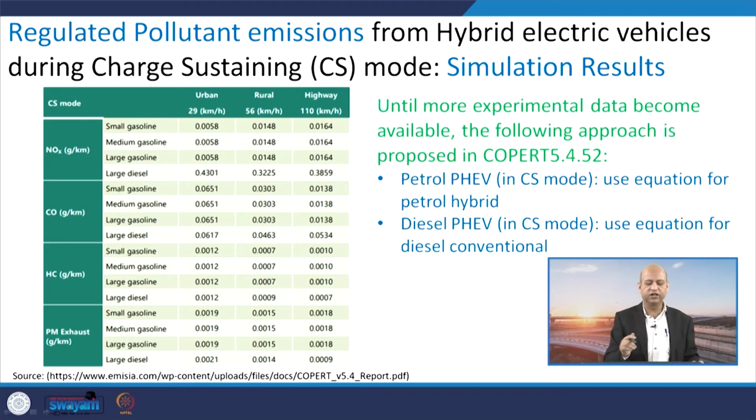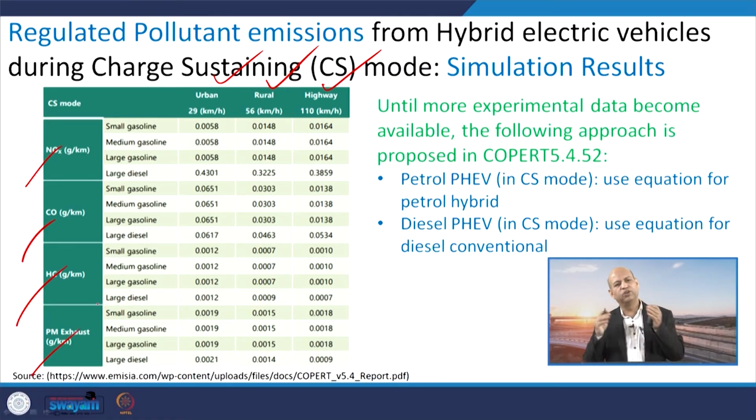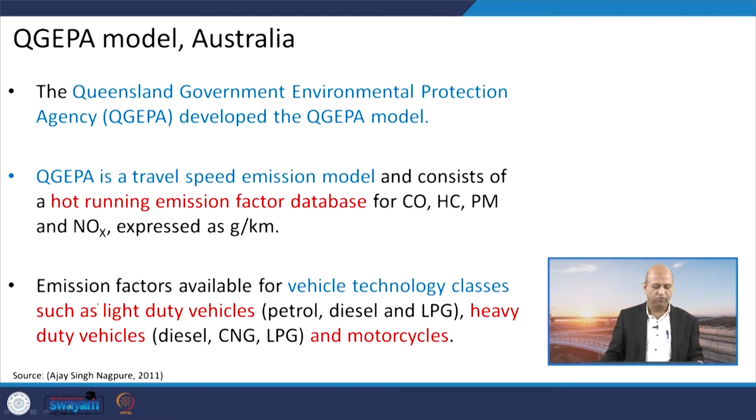Also, regulated pollutant emissions for hybrid electric vehicles during the charge sustaining mode are given for urban area, rural area, and highway: NOx, CO, hydrocarbons, particulate matter. So, where your vehicle is running, whether in a rural area, urban area, or on expressways, accordingly the speed and the emission factors will also vary.